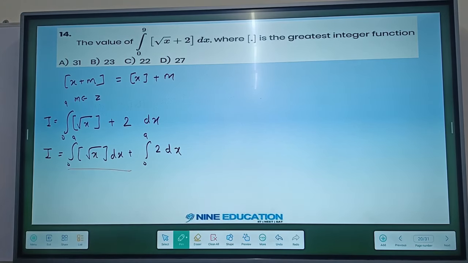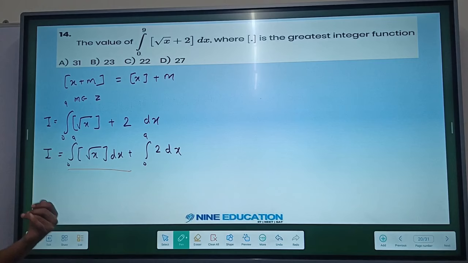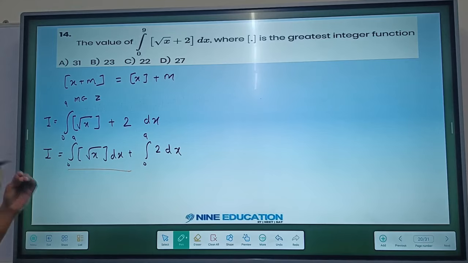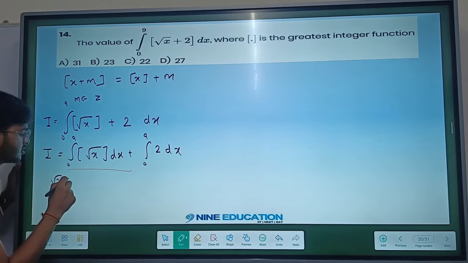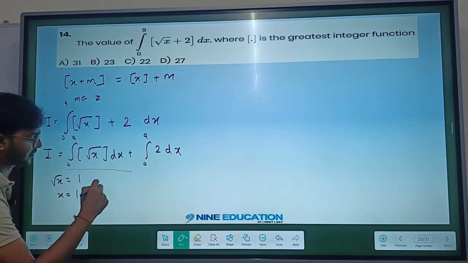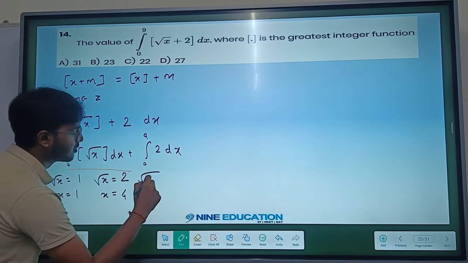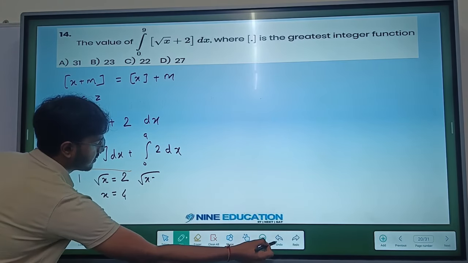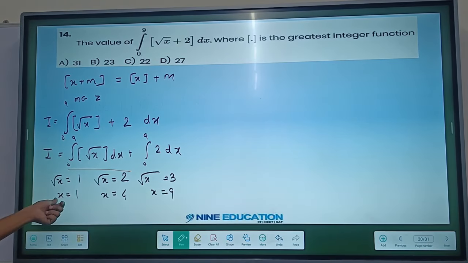Now, greatest integer of root x. Where does the greatest integer break? Where it is an integer. So wherever root x is an integer, at that point it will break. We are starting from 0. So root x will be an integer at root x equal to 1, that is x is 1, or root x equal to 2, that is x is 4, or root x equal to 3, that is x is 9. So what do I need to break it as?